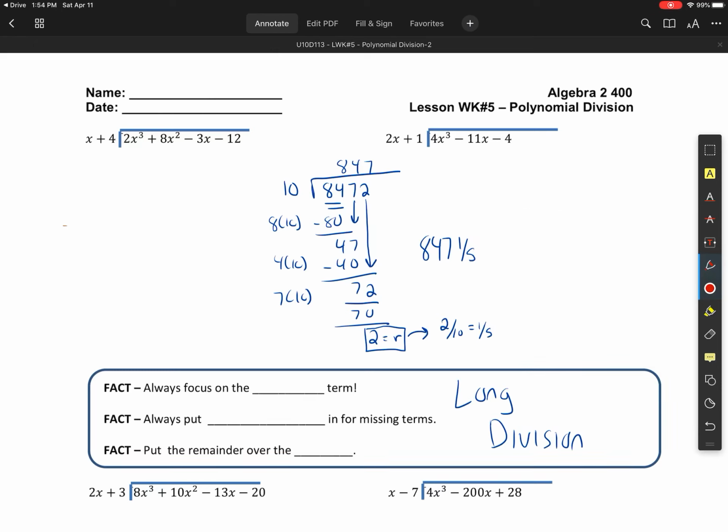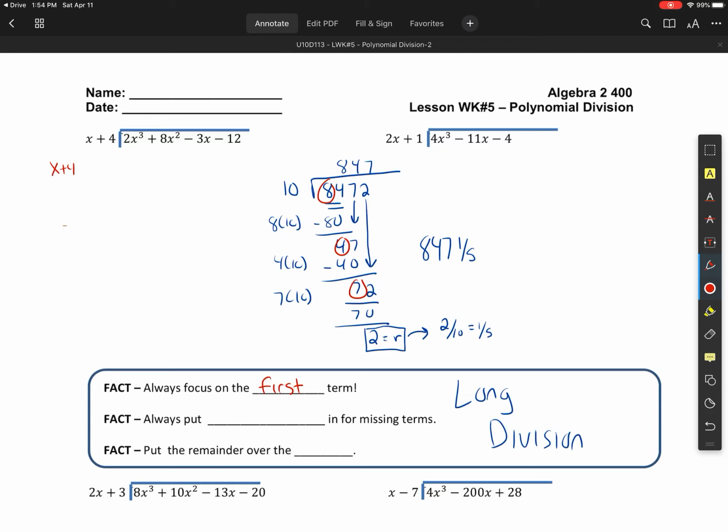So if we look at this first example together, I start off saying always focus on the first term. We always got to focus on the first term. Here we got rid of the 8s. Then we got rid of the 4. Then we got rid of the 7. We kept breaking it down by getting rid of the first term.